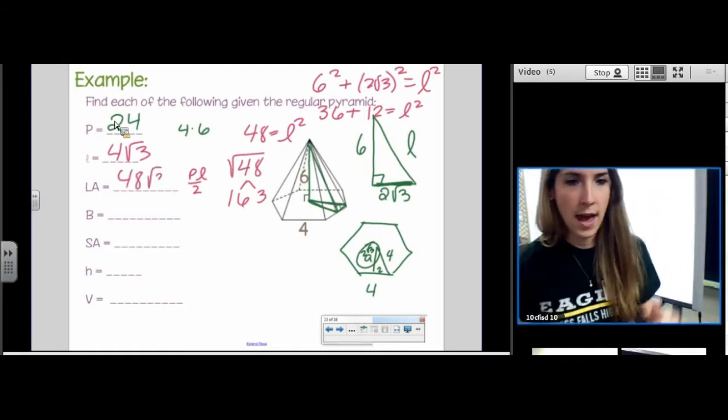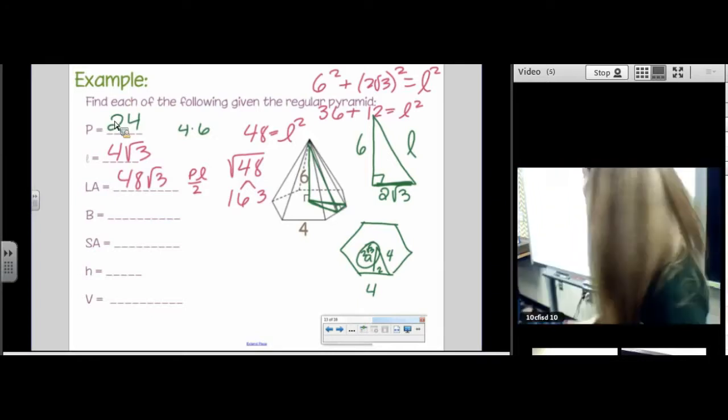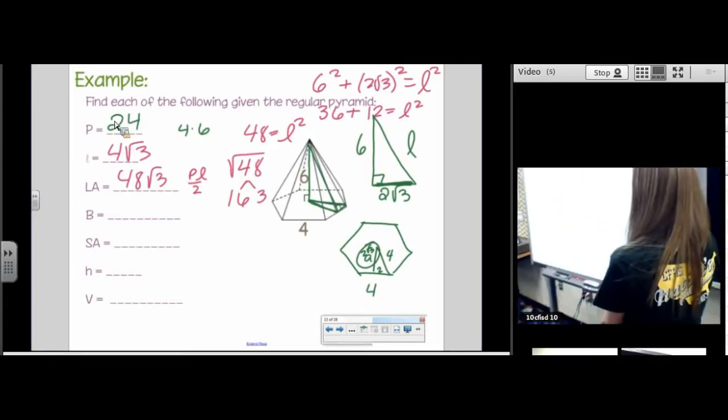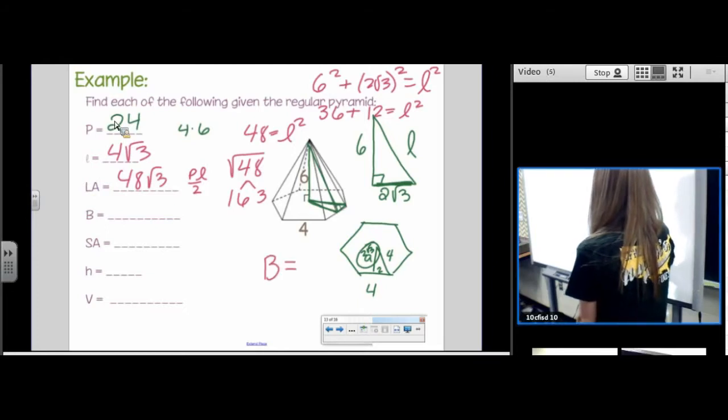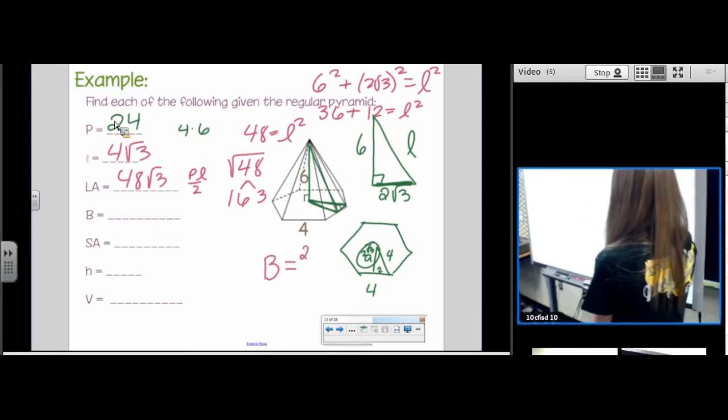Good. Okay. Capital B. Oh no, we have to find the area of that hexagon. But we already found the apothem. Let's go to the side and do some work. The area is apothem times perimeter. We already found that. It's 24. That's old news.